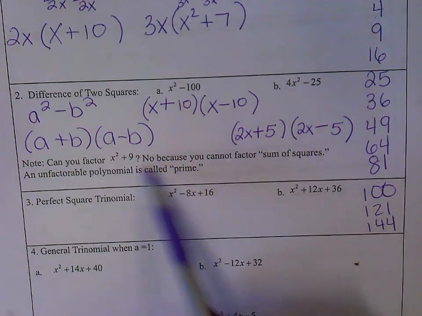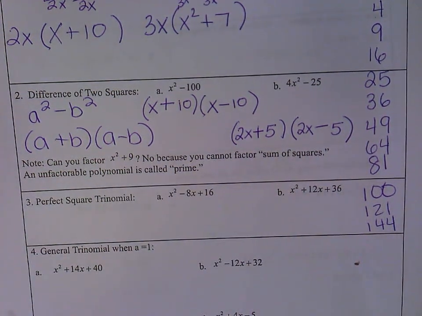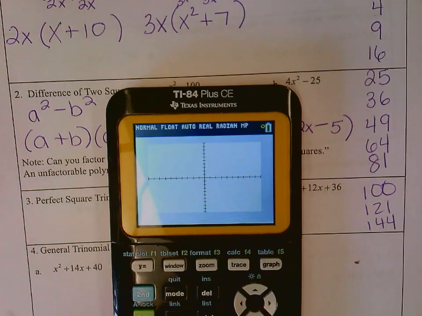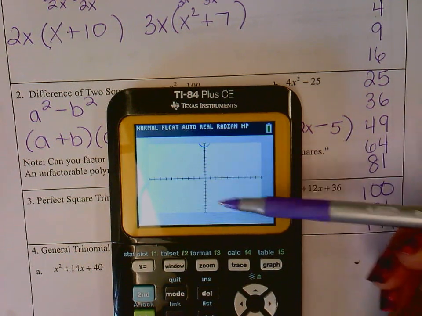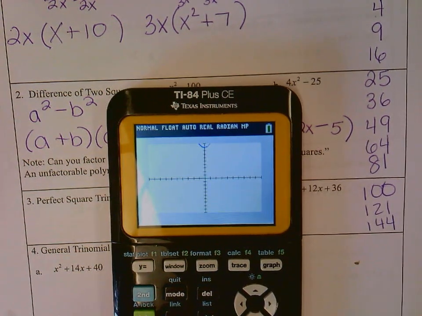It's not factorable. And the reason for that is because we're going to be finding x-intercepts. Does x squared plus 9, when I graph it, have any x-intercepts? No, it's way up here. So if you never touch the x-axis, guess what? You're also prime. You can't get factored.